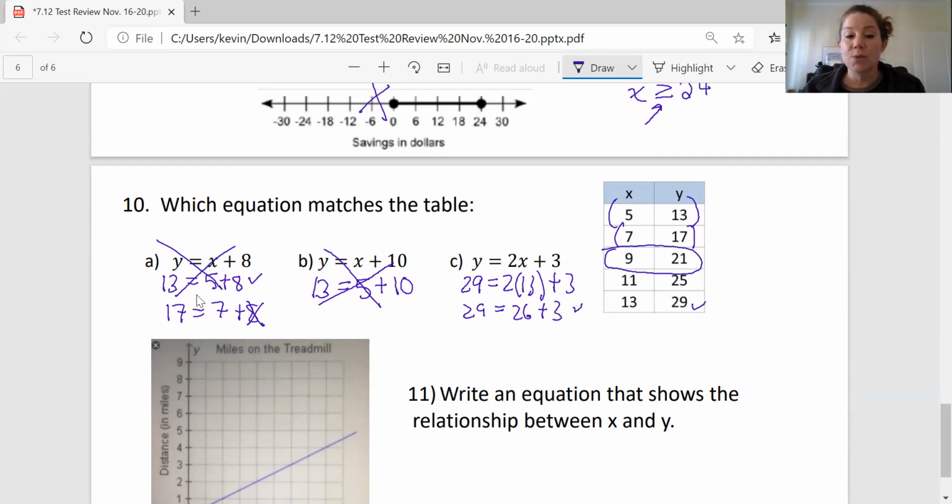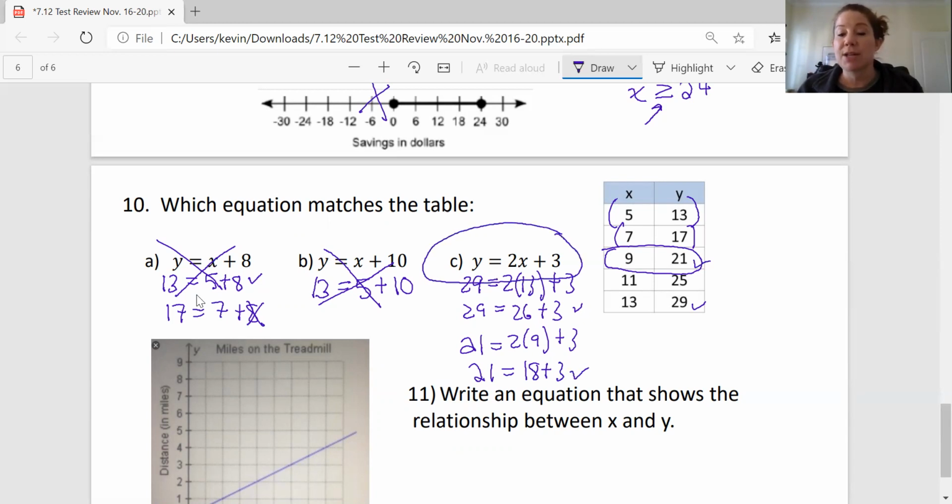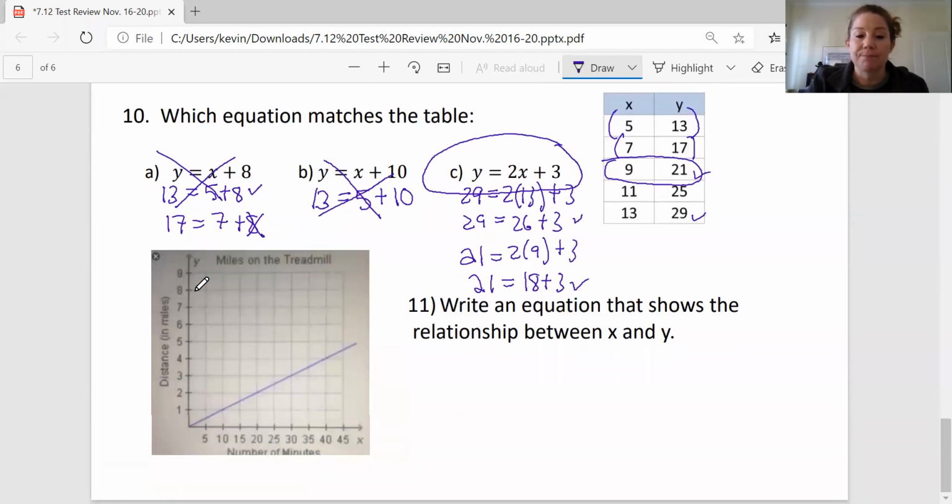Well, if Y is 21 and X is 9, 2 times 9 is 18. Is 18 plus 3, 21? It is. So that one's right too. So you want to check no less than 2, right? And if I checked the rest of them, I would see that the answer was right for all of them. So C is the equation that matches the whole table. Can't just match part of it, it has to match all of it.